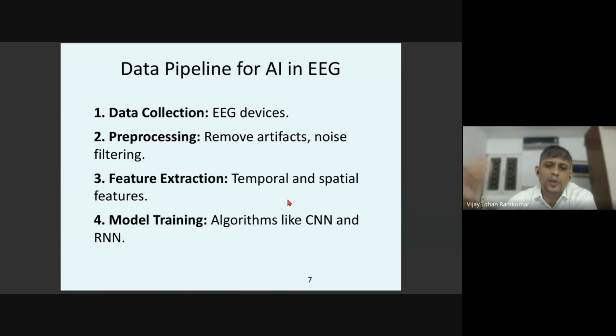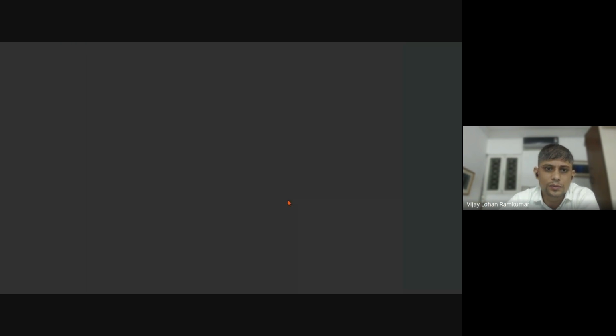Once we have all that information, then comes model training. In model training, we can use very basic signal processing, or a little more machine learning, or even more deep learning, which we will discuss next with a few examples of how we can use them. So these are the four basic steps if we are planning to make a device which can help us pre-detect epilepsy.